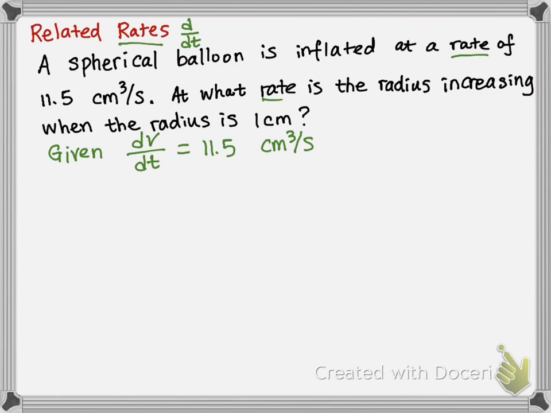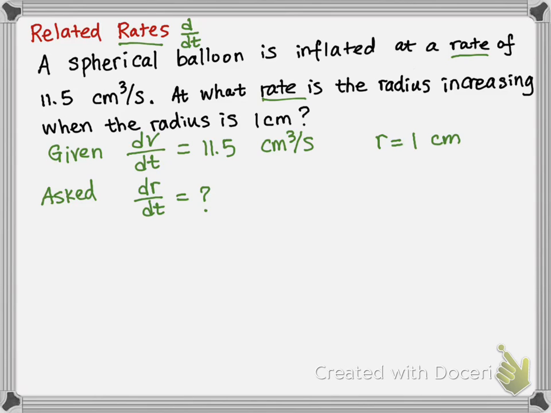At what rate is the radius increasing? That is what is being asked, so dr over dt. What is the rate when r is 1 cm? That is what's given.